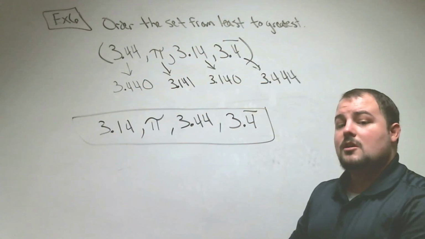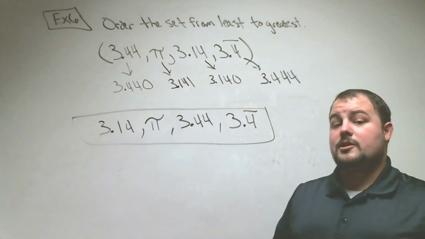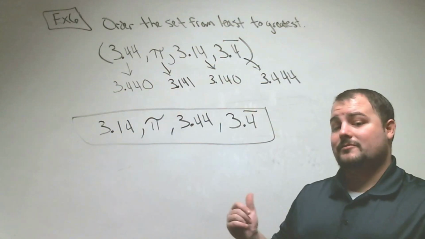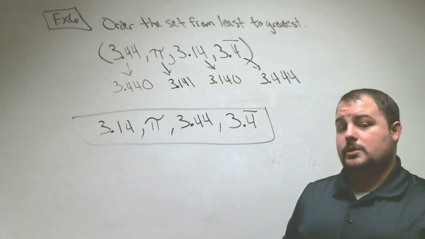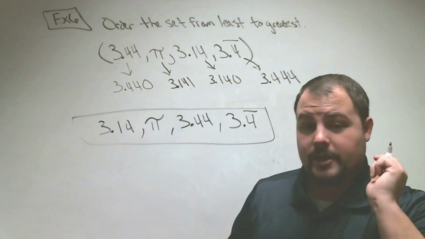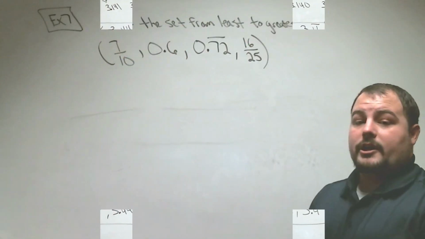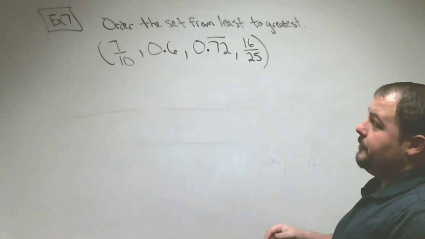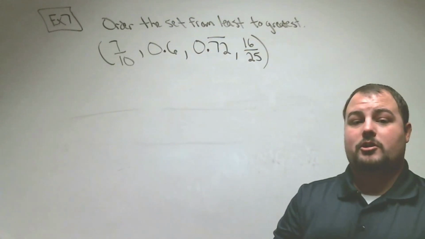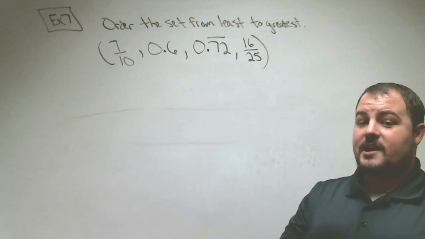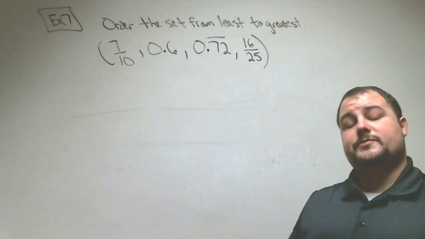This is my numbers from smallest to greatest. So this is goal 2. In goal 1, we were able to compare 2 numbers. Now we're ordering numbers. So goal 1, compare. Goal 2, order. Let's go ahead and do another example. Alright, in example 7, we're going to order the set from least to greatest. And this is the end of this video because it's the last part of our goal.